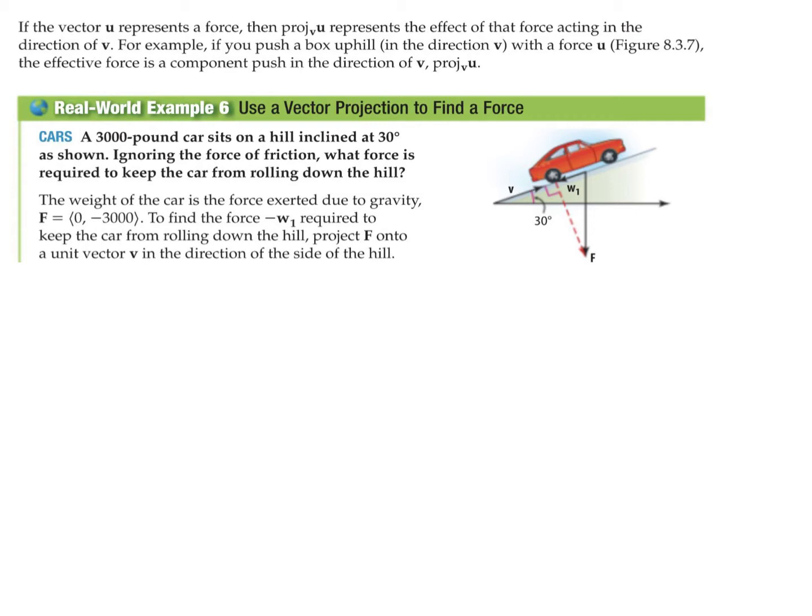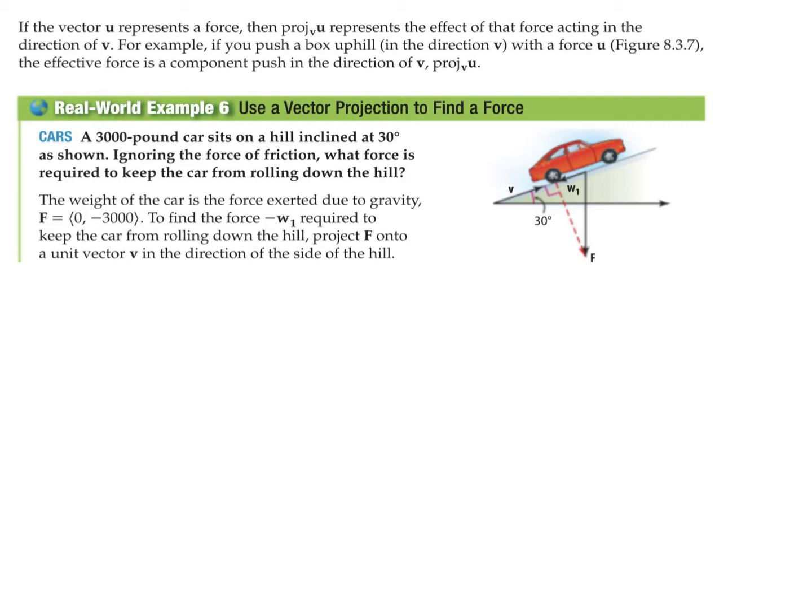For example, if you push a box uphill, or a car is going uphill with a force, the effective force is that push from v, and then it's going up in the direction, but it's got the force of u. That's that projection. So you're giving the same amount of force, but it's going to be at that angle.